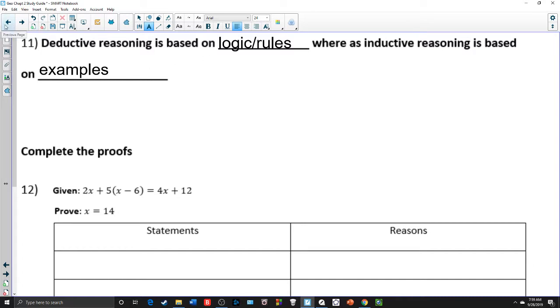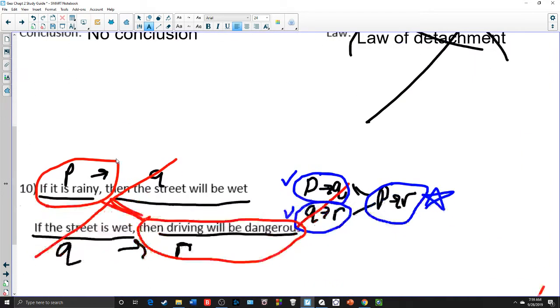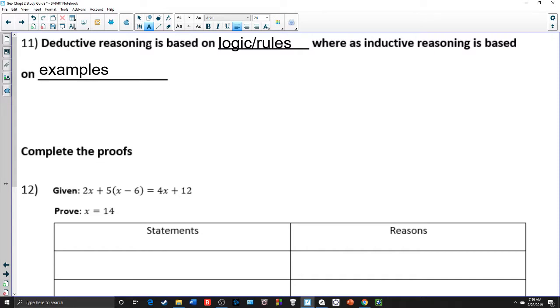Deductive reasoning was like what we did here. We didn't use past examples because there were none. We just simply used a rule that we knew was true, and then we tried to apply it to the statement they gave us. Or like here, we used two rules we knew were true, and then figured out what we can deduce from that. So deductive reasoning is based on logic, rules, or you can say laws, because we tend to call them laws, whereas inductive reasoning is based on examples.